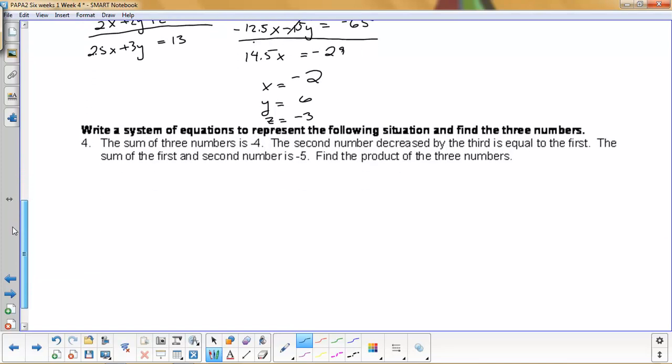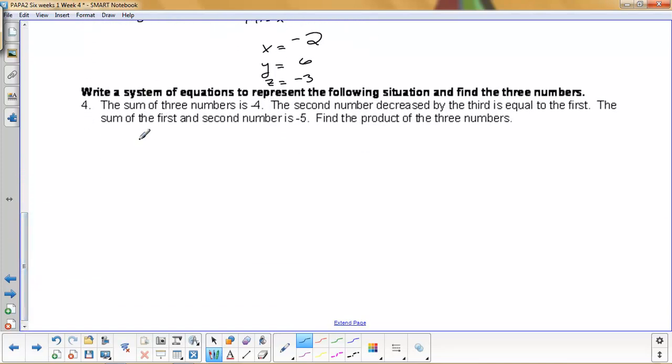Be prepared tomorrow to have a discussion about the 3 equations and the solution that you came up with for this particular system of equations.